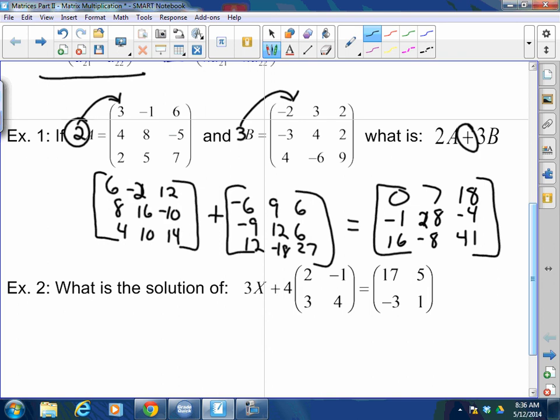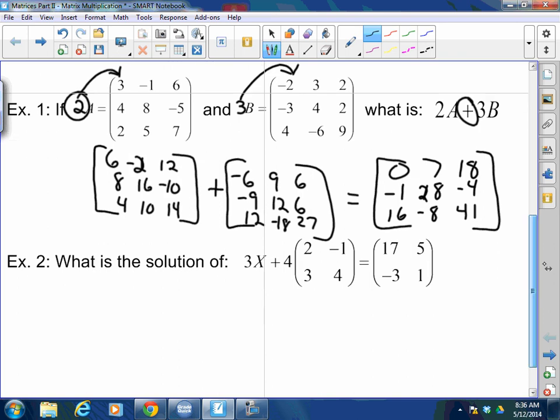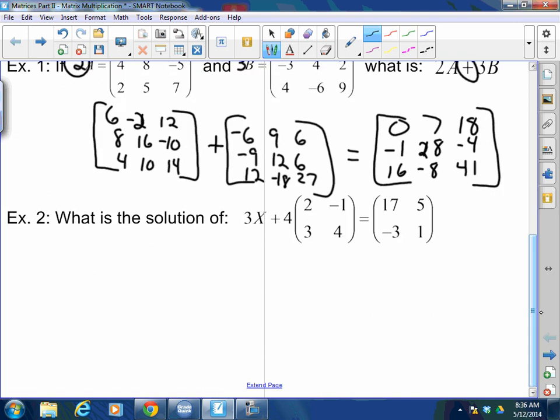Pretty simple, right? Now, I can use scalar multiplication, guys, to solve equations as well. In this particular case, I want to solve 3x plus 4 times this matrix 2, negative 1, 3, 4 equals the matrix 17, 5, negative 3, and 1. Please, please be careful. Only the 4 here is being distributed to this first matrix.